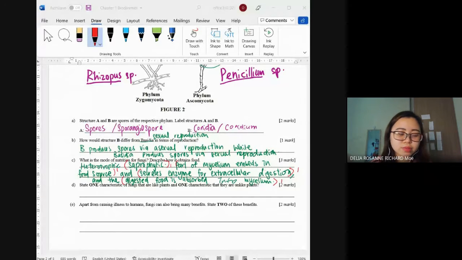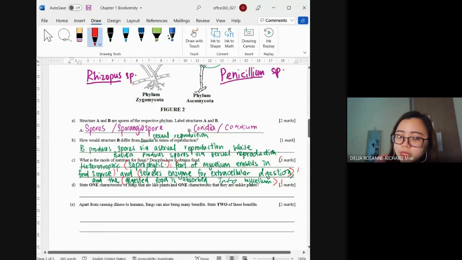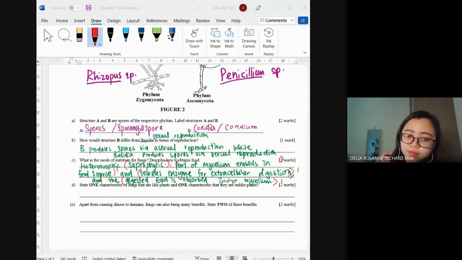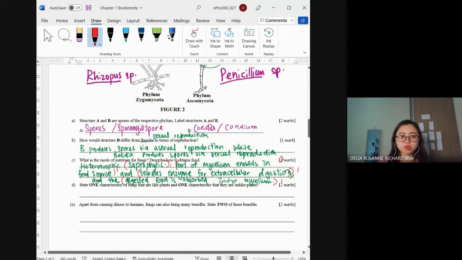Okay, jawapan Rizman tadi pun 1 markah saja. So you need to add this extra information. You can talk about enzyme, you can talk about the mycelium. So kamu nampak di sini dia ada 4 markah, tapi maksimum 3 markah saja. So you can choose which part you want to remove lah. Saprophytic mesti jawab. Okay, any questions about 2C?